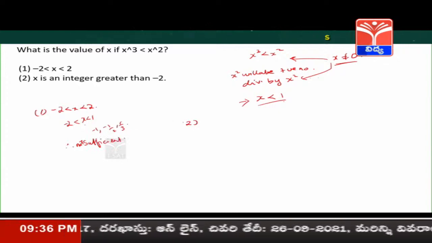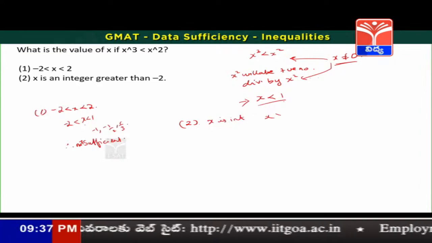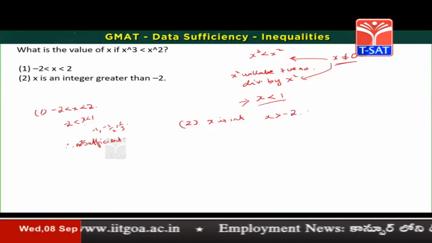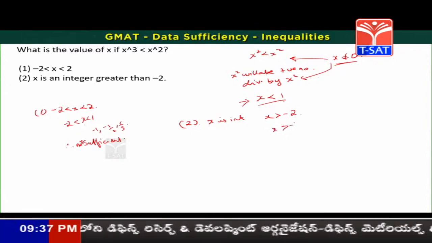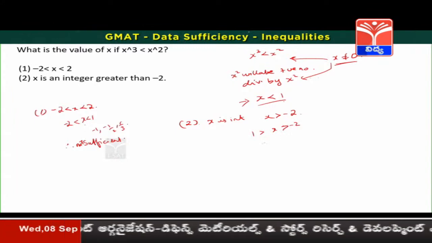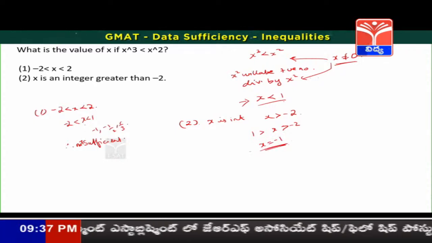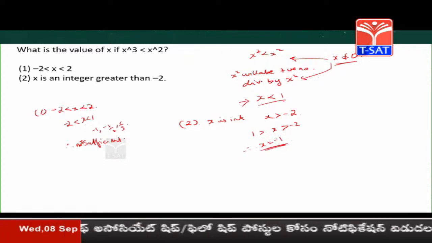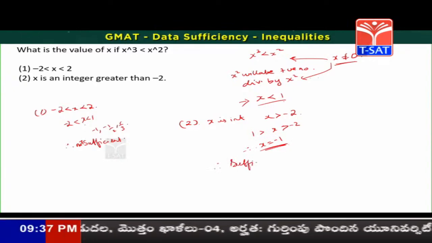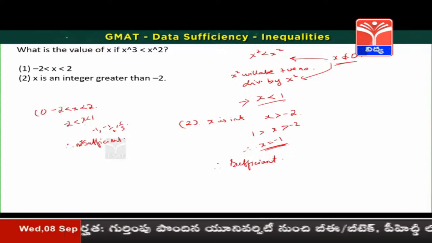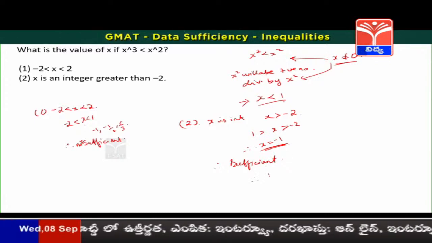So, let us look at statement 2. Statement 2 says x is an integer and it is greater than minus 2. If x is greater than minus 2 and it is an integer, we know that x is also less than 1. So, x is greater than minus 2, less than 1, and x cannot be equal to 0. Therefore, the only integer left is x equals minus 1. So, there is one value for x, therefore this information is sufficient to answer the question. Again, statement 1 is insufficient on its own, but statement 2 alone is sufficient. Therefore, the answer is option B.